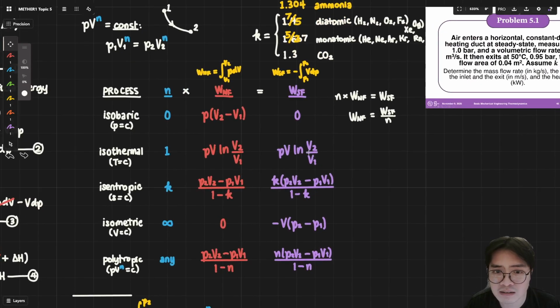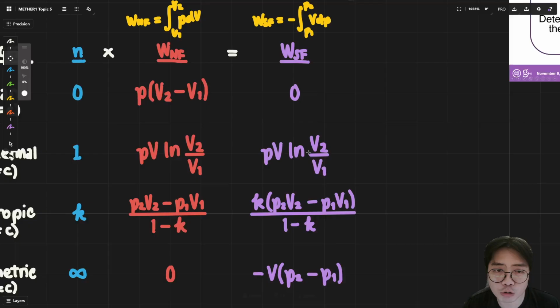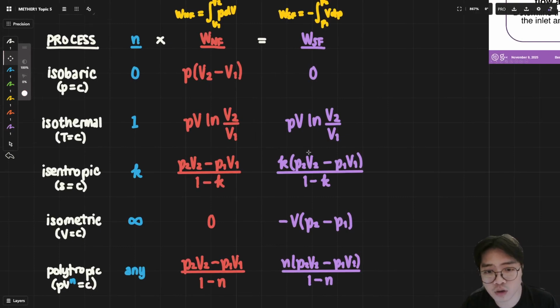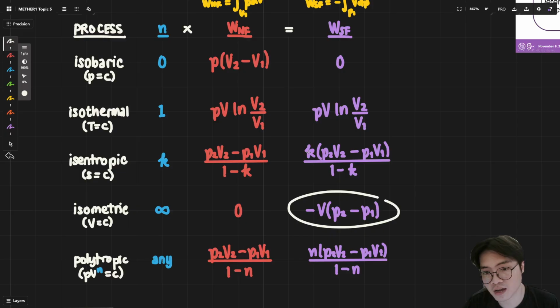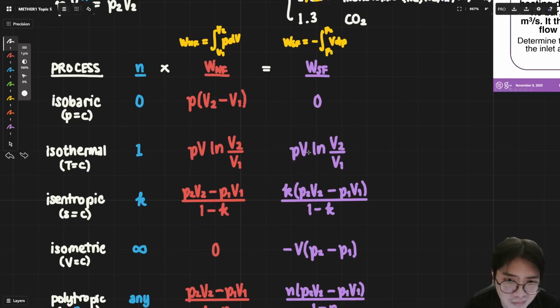And honestly, that's it. If you understand or if you remember that this is true, then you are able to recreate most of the steady flow work formulas. Maybe the only thing that you can't reconstruct is this. So just memorize that. So from 22, we are down to, I don't know, 10 maybe. Less than 10.